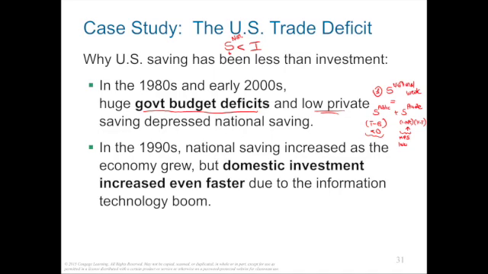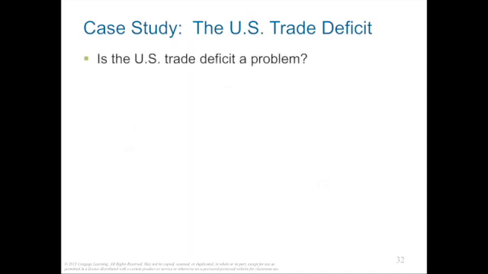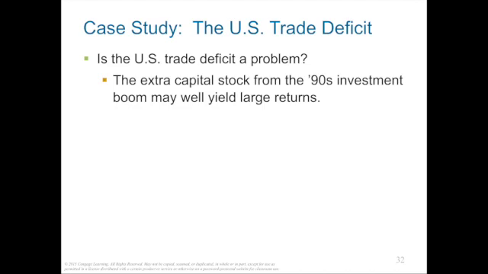In addition, in the 1990s, national savings increased as the economy grew, but something else happened. Investment increased even faster. National savings in the 90s started growing, but domestic investment grew even faster due to the technology boom. So the $60,000 question is: is the US trade deficit a problem? The extra capital from the 90s has been financing an investment boom, which yielded large returns. So attracting capital from abroad, net capital inflow plus savings equals investment.